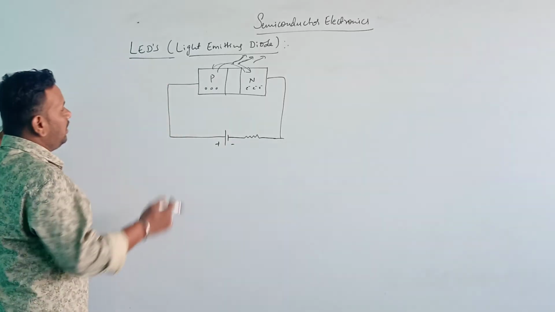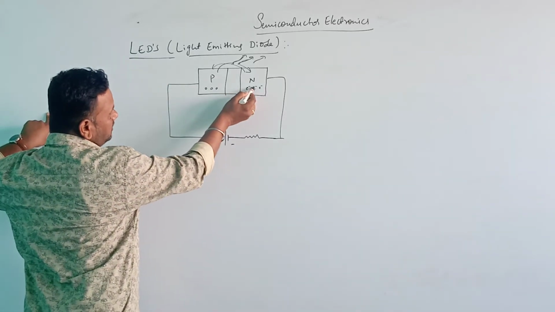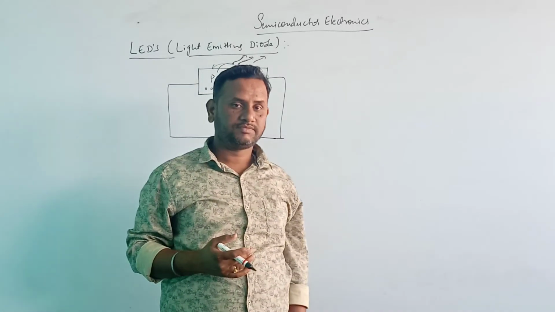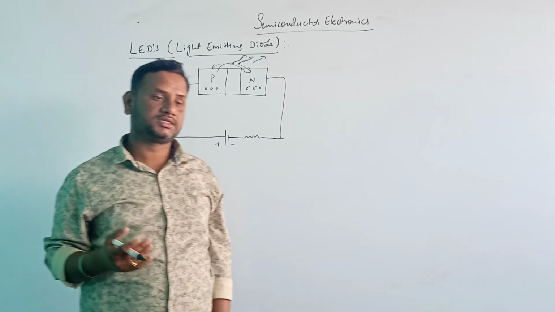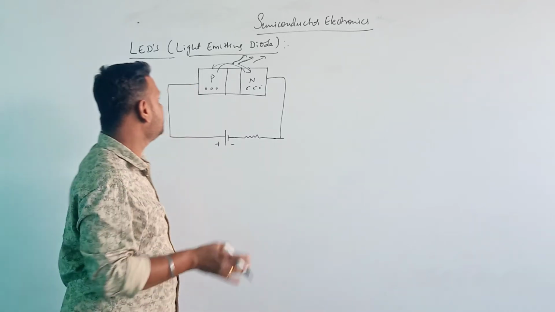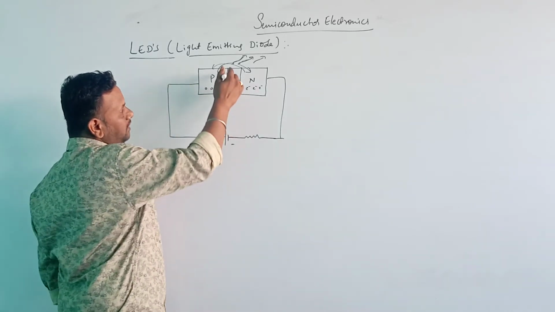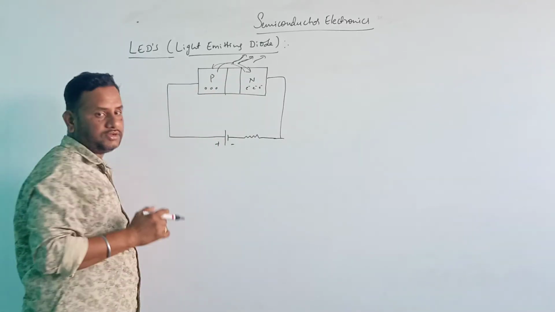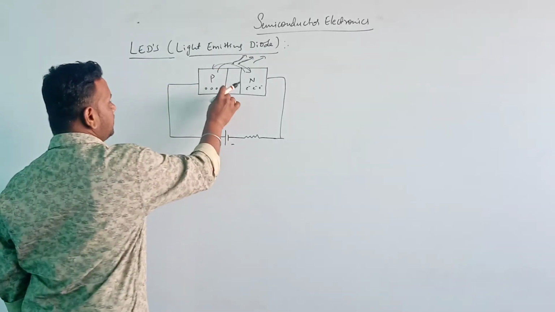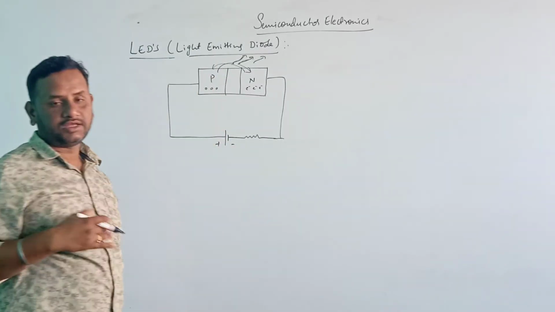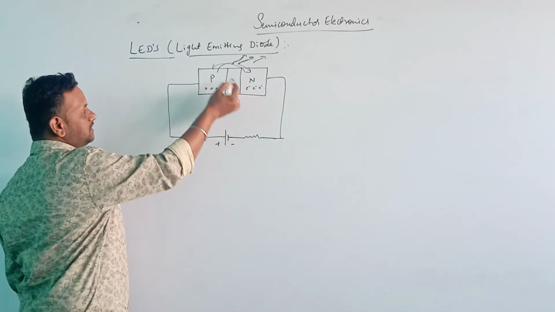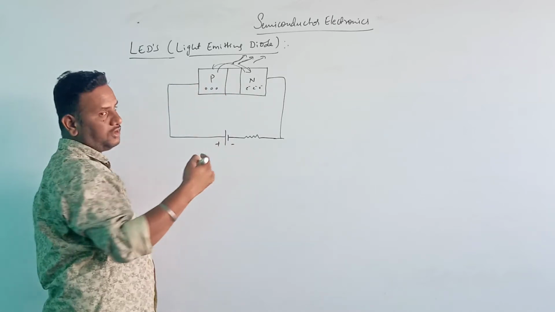Here the majority charge carriers, electrons and holes in the P region and N region, recombine with the minority charge carriers, and the layer of positive and negative ions is present in the depletion region. These minority charge carriers also recombine with the majority charge carriers. Once they reach this side, the forward current increases.